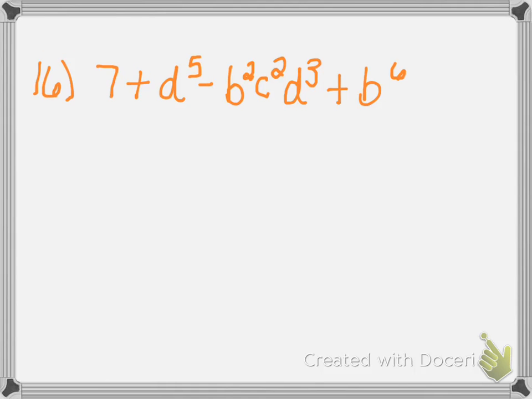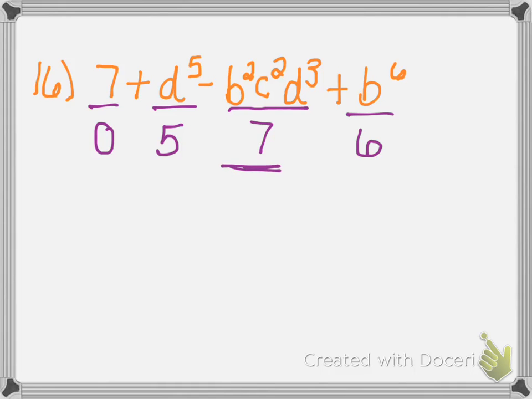Number 16. This is a polynomial. It has more than one term. So you look at each term individually. This does not have any variables, so its degree is 0. This one is 5. Your third term, you look at all of them together and you're going to add 2 plus 2 plus 3. That gives you 7. And then your last one is just 6. When you're doing this with multiple terms, you look for the biggest one, which is 7. So your final answer is just 7.